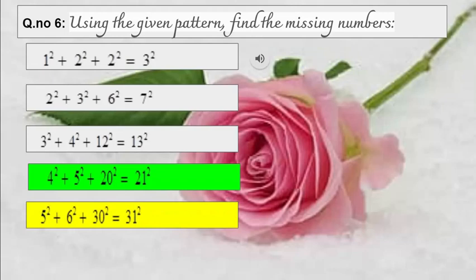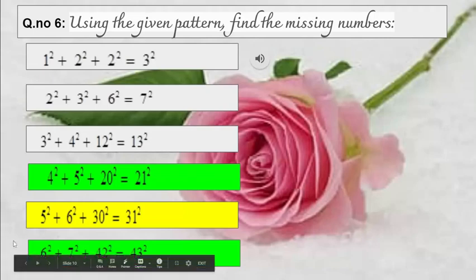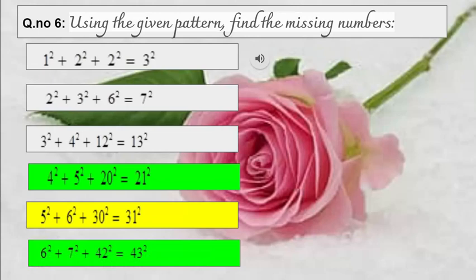The fourth number is 1 more than the third number. If it is 30, then the answer will be 31 square. So like this, we can fill the last number also. 6 square plus 7 square, 6 7s are 42, so 42 square is equal to the next number, the successor of 42, 43. So 43 square. So like this we have filled all.